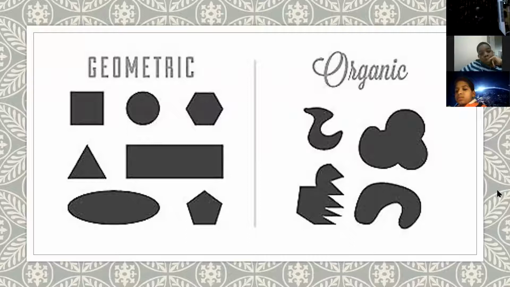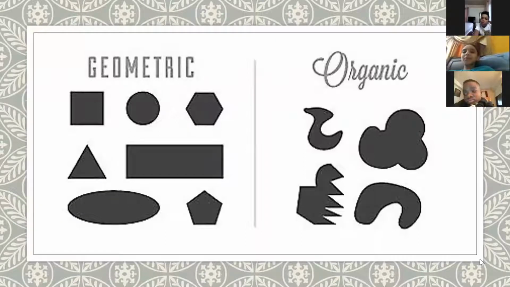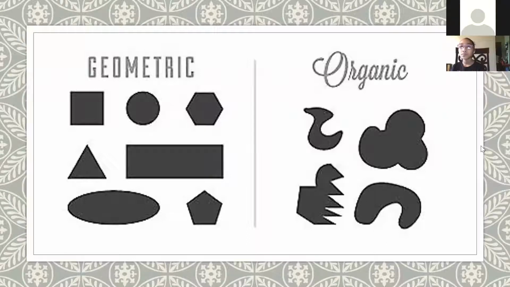So what we're going to do is you're going to pick which Zentangle you want to do. Do you want to do an organic one? Do you want to do a geometric one? And why? Who can tell me? Do you want to do an organic one or a geometric one? Joshua, go ahead.